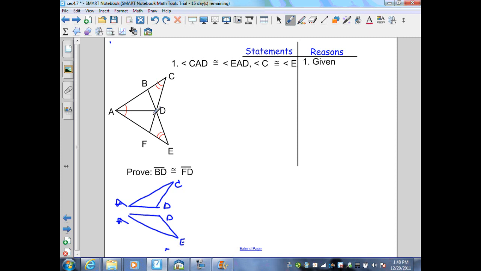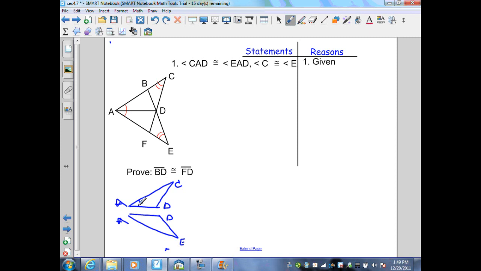The way I'm going to attack this problem is I'm going to get triangle EAD congruent to triangle CAD. When that happens, I can get segment DE congruent to segment CD. Then I can prove these two angles congruent by the vertical angle theorem and get those two little triangles congruent and then prove FD congruent to BD by CPCTC. So below, I have generated those two triangles that I want to start with initially.